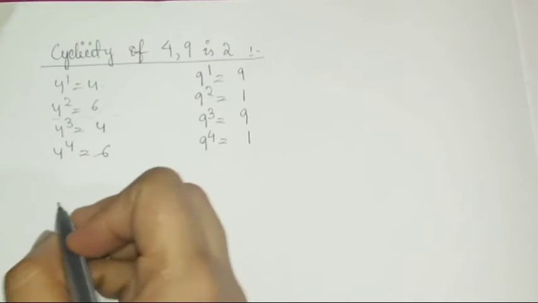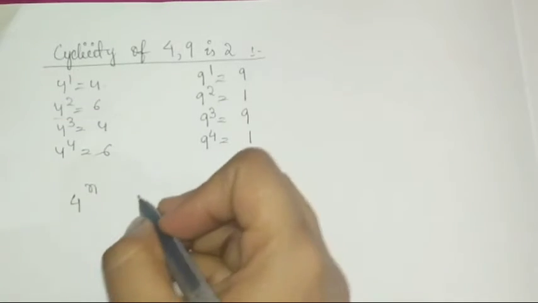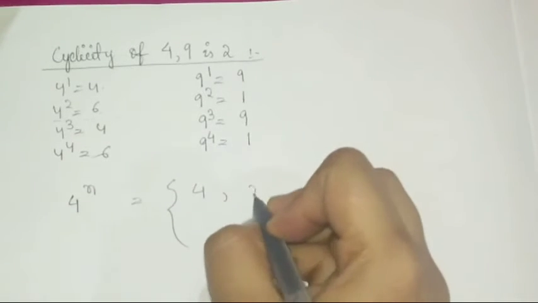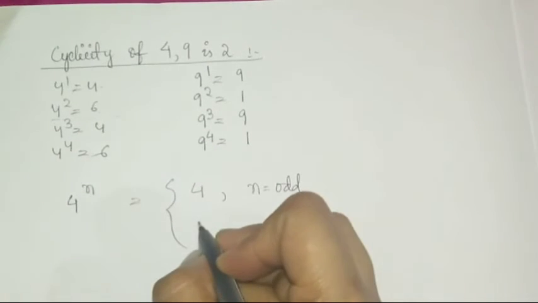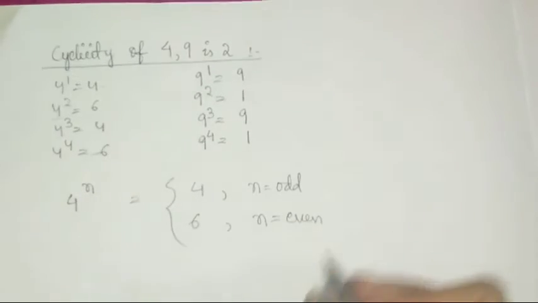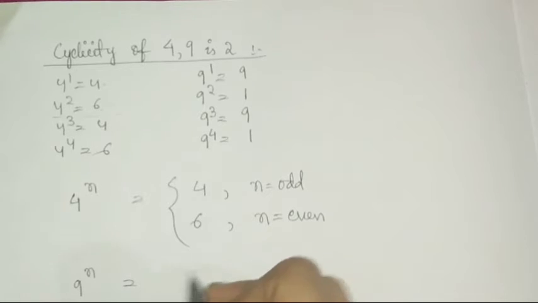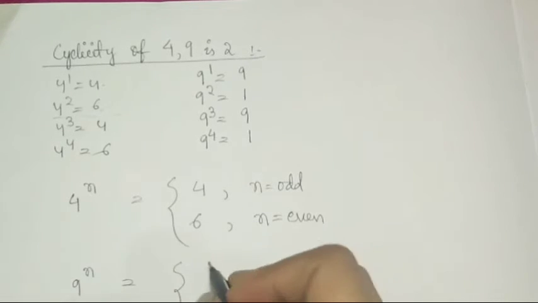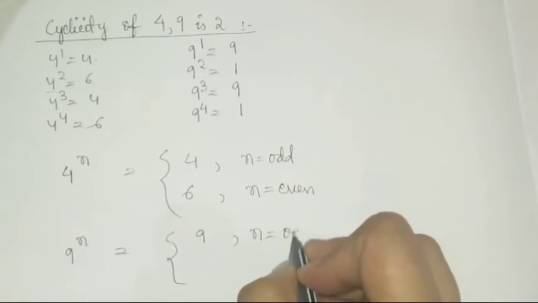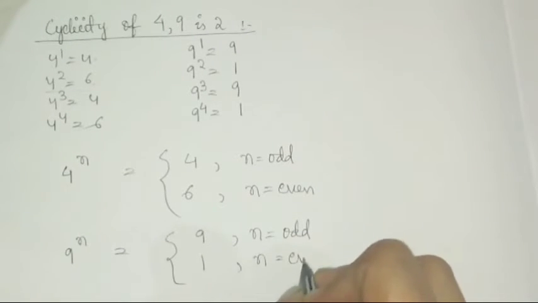unit digit. That is, if the number is 4 and suppose the power is n, then its unit digit is going to be 4 if n is odd, and its unit digit is going to be 6 if n is even. For 9, similarly, if 9 is raised to the power n, then its unit digit is going to be 9 if n is odd, and its unit digit is going to be 1 if n is even.